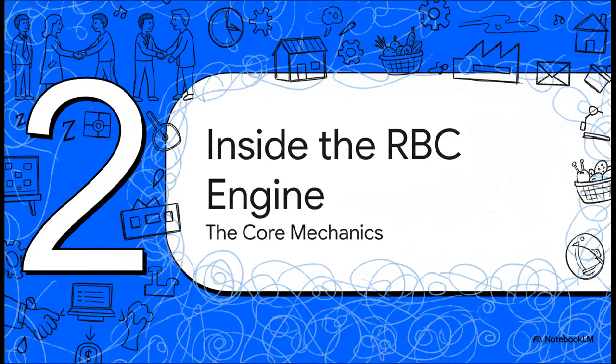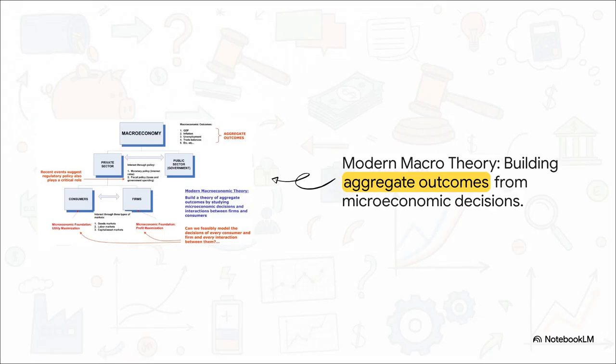All right, let's see how these models actually work. We're going to build the absolute core of the RBC model, the basic engine. So for now, just picture a world with no government, no money. It's just people and companies trying to make the best decisions they can. This map basically gives you the whole blueprint.